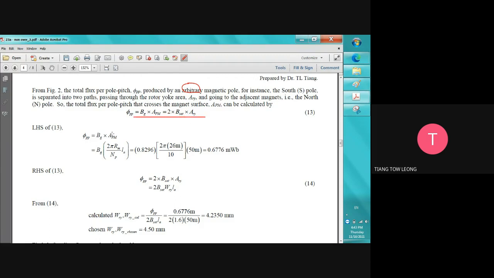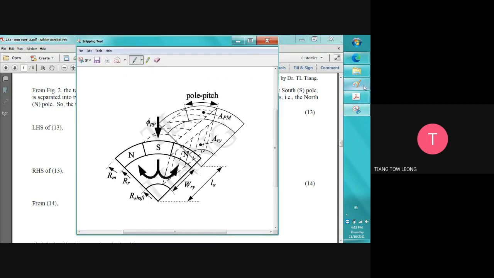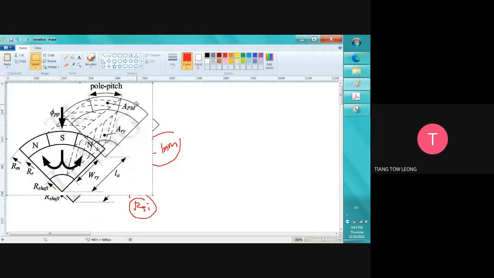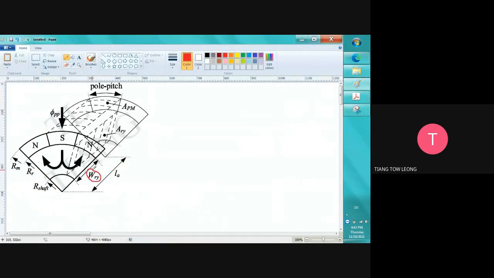So now we want to find what? We want to find the width of the rotor-yoke. Where is it? This one. So how to relate it: the flux here will be equal to the flux here.